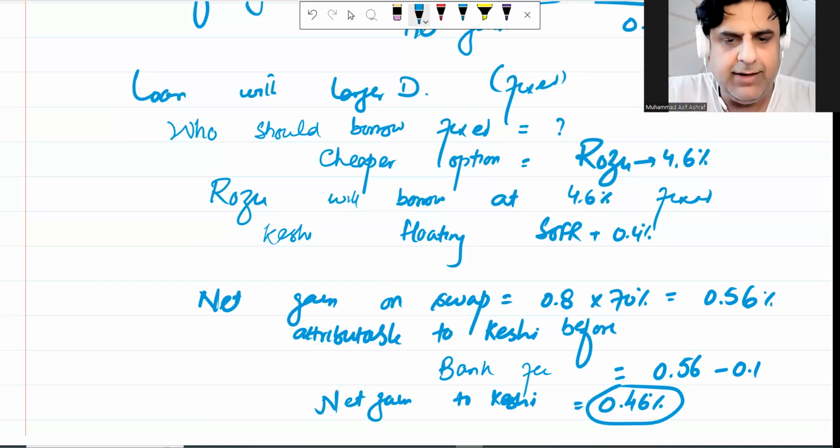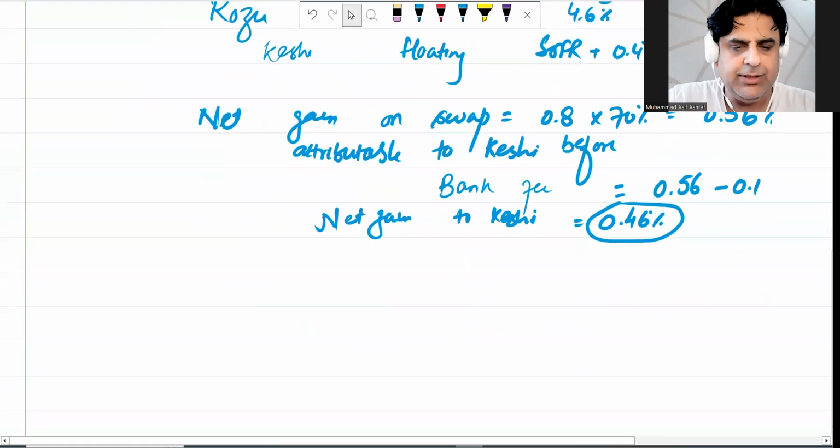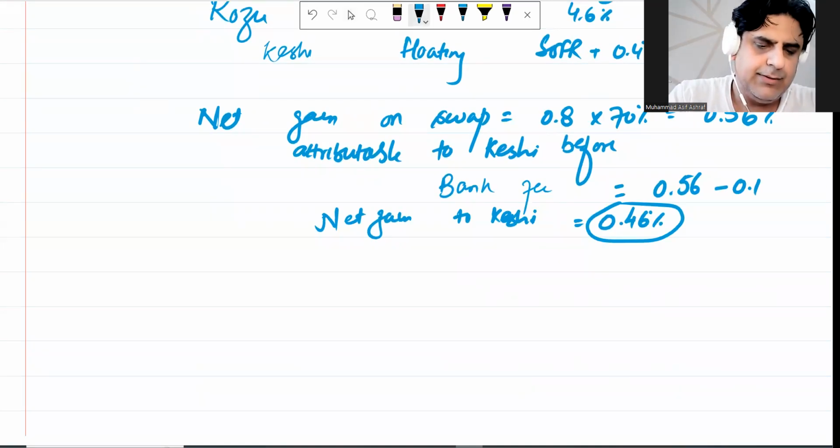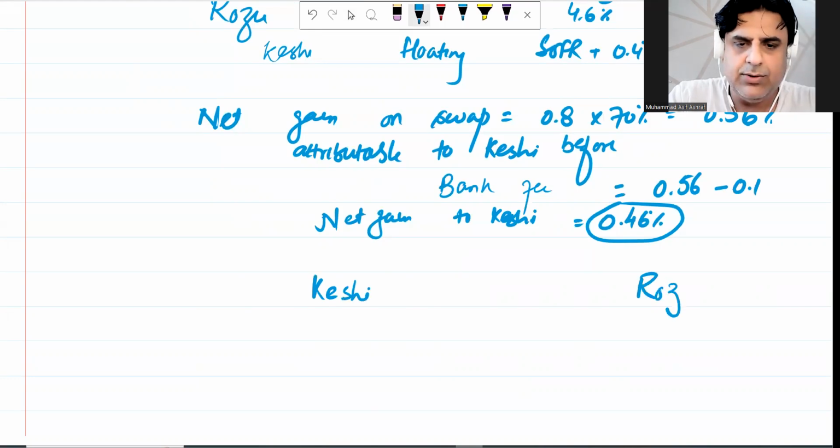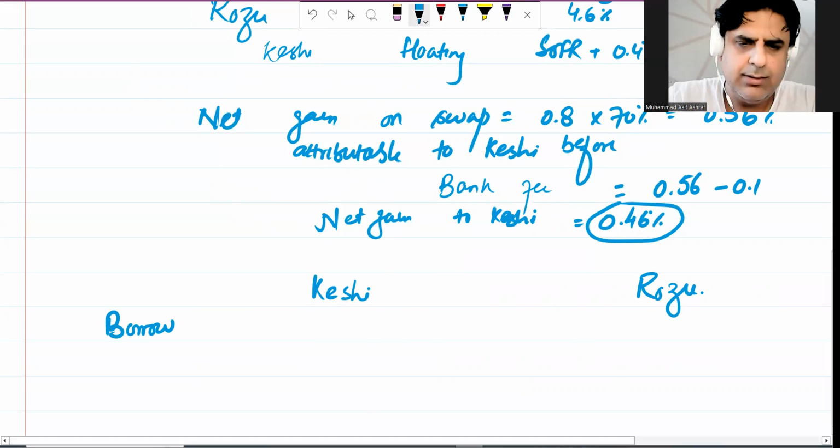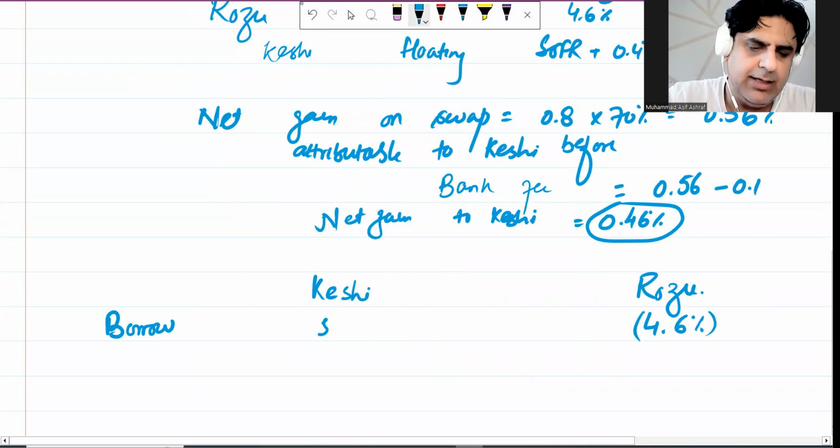Now let us find out the effective interest rate that 𝗜𝘁𝗃 has to pay. So we have two options here. One is 𝗜희 and the other is 𝗤𝘅. We have decided that 𝗤𝘅 will borrow at a fixed rate of 4.6%, while 𝗜희 will borrow at SOFR plus 0.4%.